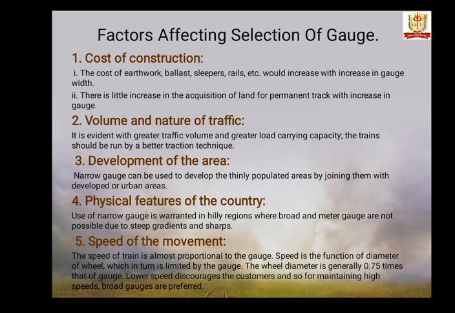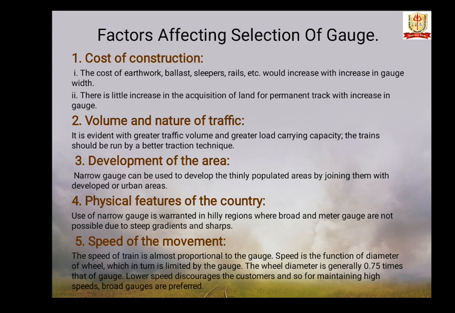Okay. The next is the factors affecting selection of gauge. First is cost of construction. The cost of earthwork, ballast, sleepers, rails, etc. increases with the increase in gauge width. जैसे आपका गेज का डिस्टेंस बढ़ेगा, विड्थ बढ़ेगा, वैसे उसका कॉस्ट जो है वो भी बढ़ेगा. कंस्ट्रक्शन कॉस्ट जो है वो इंक्रीज होगा. There is also a little increase in acquisition of land for the permanent track with an increase in gauge.